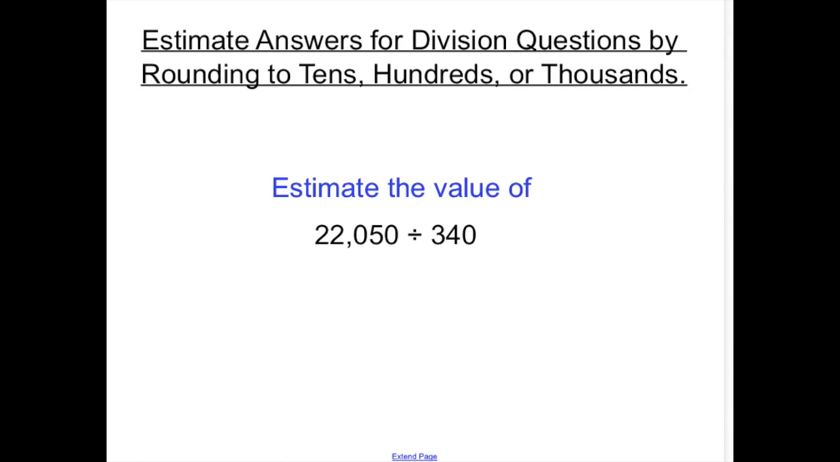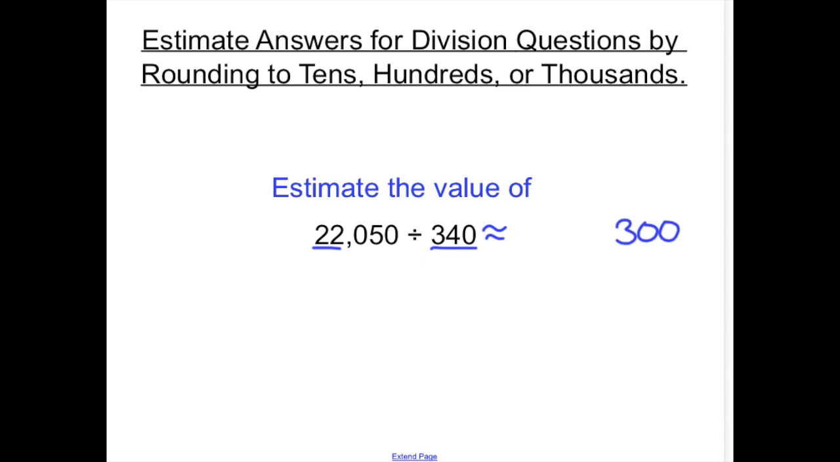22,050 divided by 340. I'm going to estimate my divisor first. So looking at 340, I'm going to estimate that to 300. Now I need to take a look at my dividend. The first 2 digits in my dividend must be a multiple of 3, but I must choose the closest multiple.